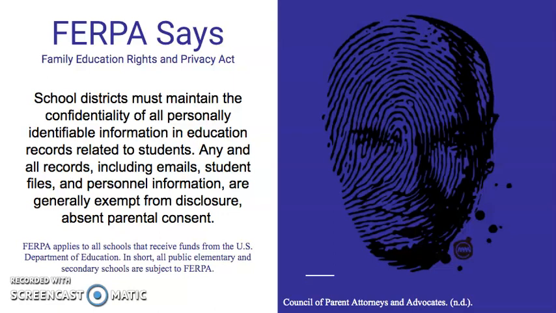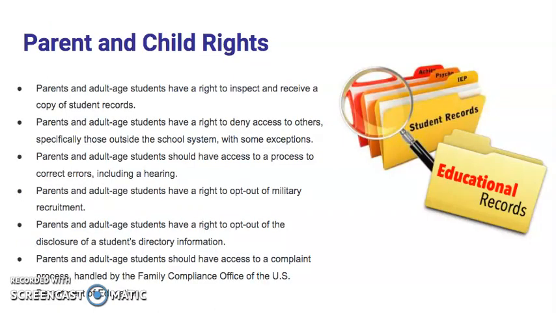FERPA applies to all schools that receive funding from the U.S. Department of Education. In short, all public elementary and secondary schools are subject to FERPA. So as a staff, we need to understand parent and child rights in regard to FERPA. First, parents and adult-age students have a right to inspect and receive copies of student records. Parents and adult-age students also have a right to deny access to others, specifically those outside the school system, with some exceptions. Parents and adult-age students also have access to a process that corrects errors, including a hearing.